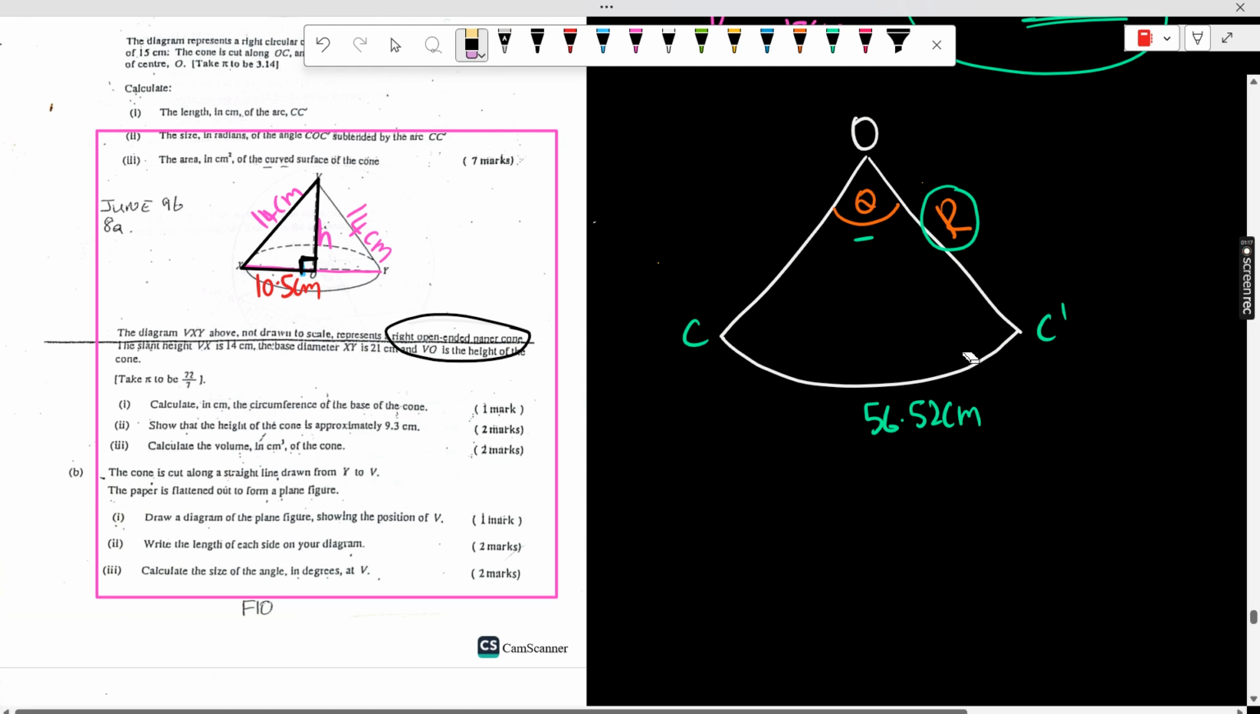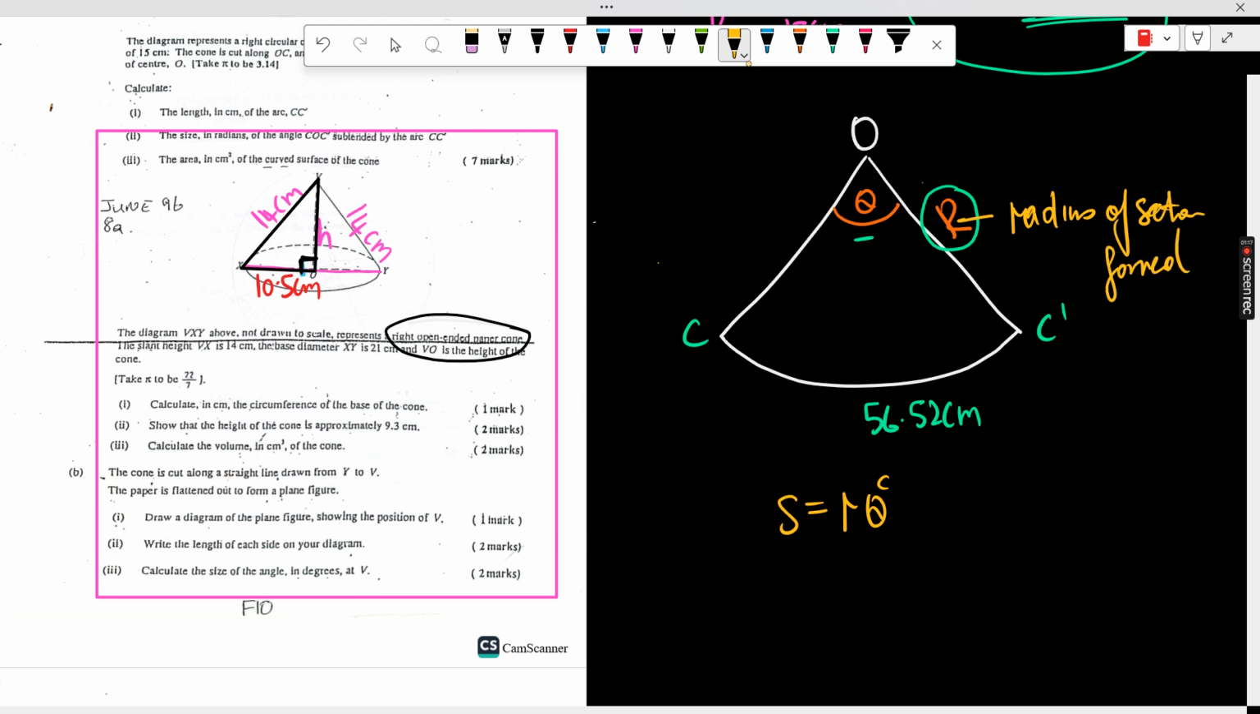So the length of an arc is given by the formula. Sometimes we call it S for the length of the arc. So the length of the arc, S, is equal to R times theta, where theta, of course, is in radians. Theta must be in radians. So here we have the arc CC prime. The angle theta is in radians. And in this case, the radius that we're looking for is this big R, right? So this right here would be the radius of the sector formed.